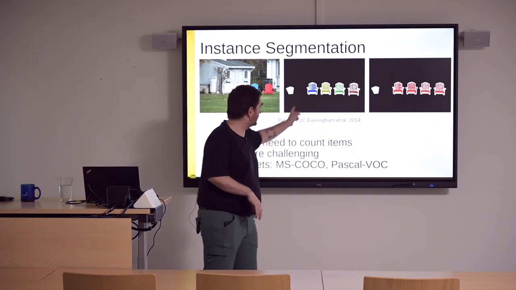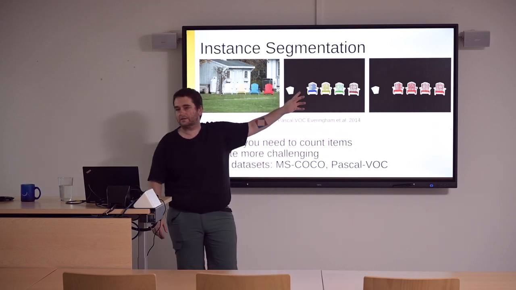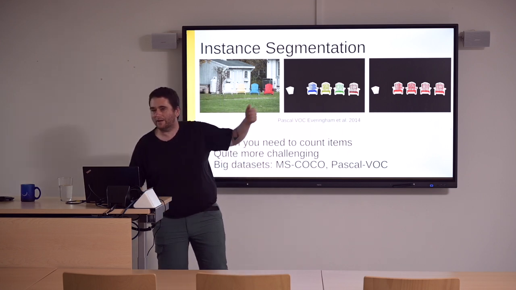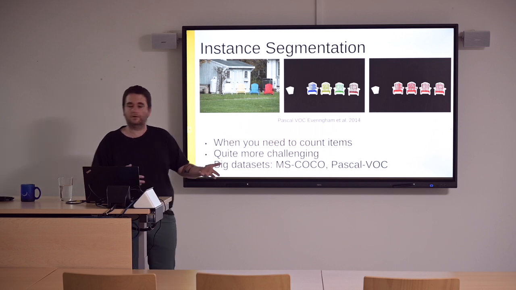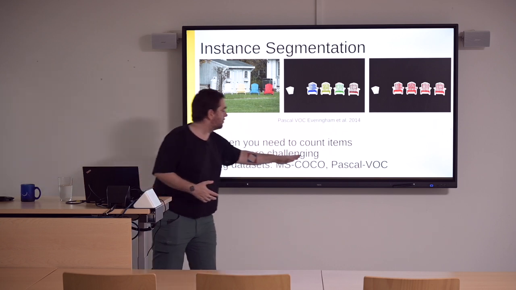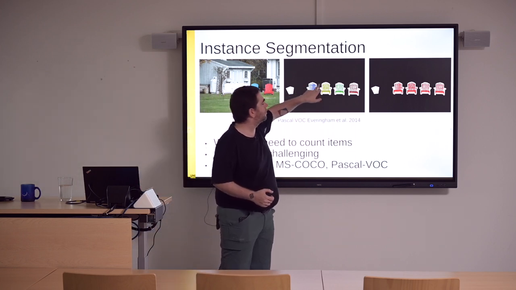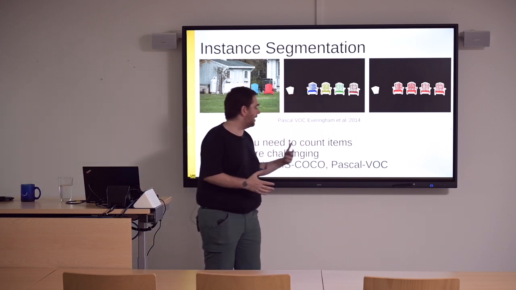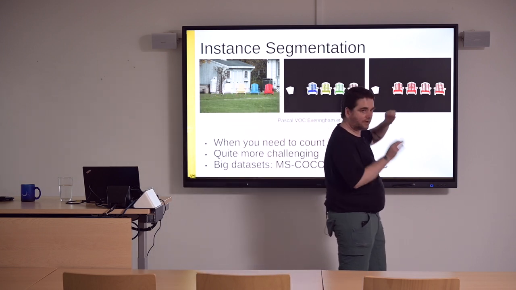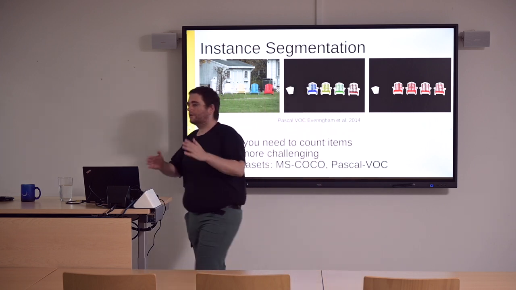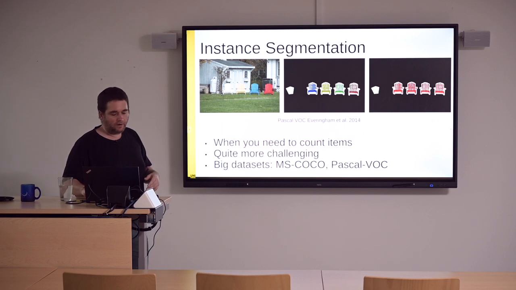So we have data sets that are quite big for this. They're probably the hardest data sets to ever make. They might be more labor intensive than ImageNet, even if they have 100 times less samples. These are MS COCO, which expresses things here as contours. And we have Pascal VOC, which expresses stuff as actual pixels. You can go from one to the other, but it's not exactly the same.